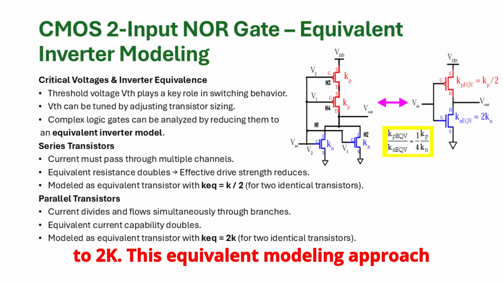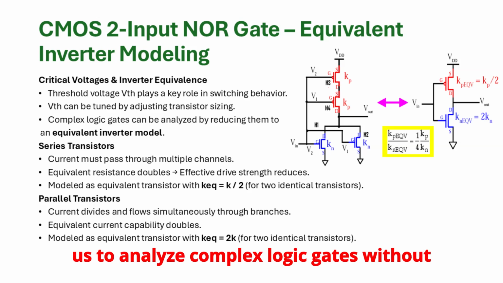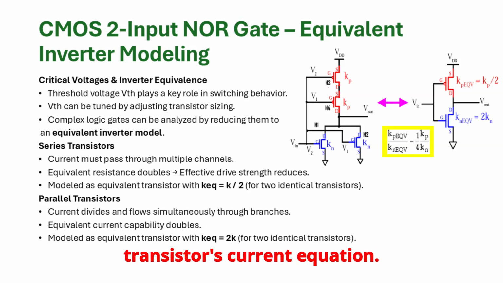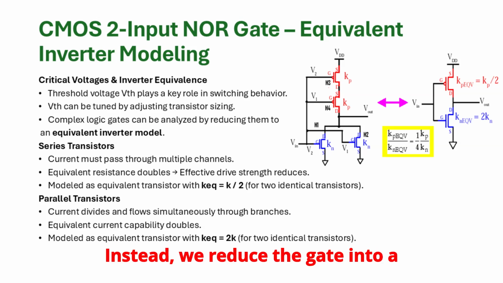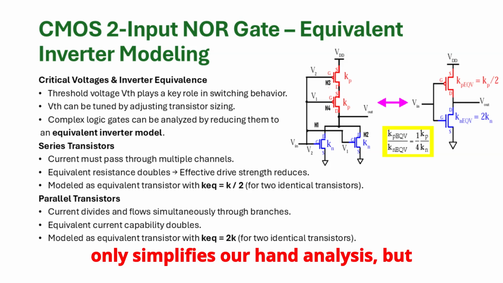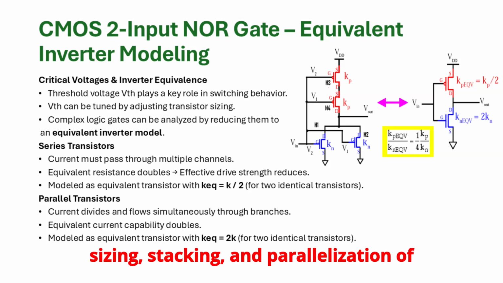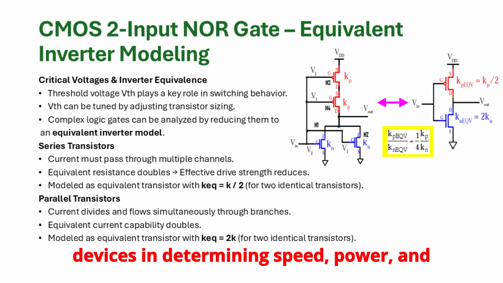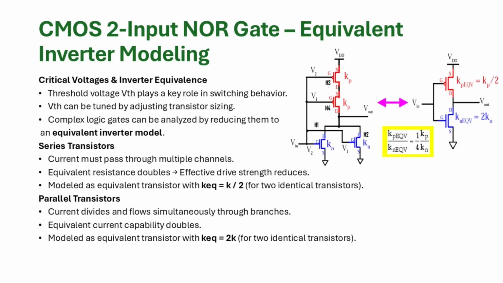This equivalent modeling approach is extremely powerful because it allows us to analyze complex logic gates without dealing with every individual transistor's current equation. Instead, we reduce the gate into a simpler inverter-like structure and capture its effective switching properties through equivalent transconductance values. This not only simplifies our hand analysis but also provides insights into the impact of sizing, stacking, and parallelization of devices in determining speed, power, and robustness of CMOS logic circuits.